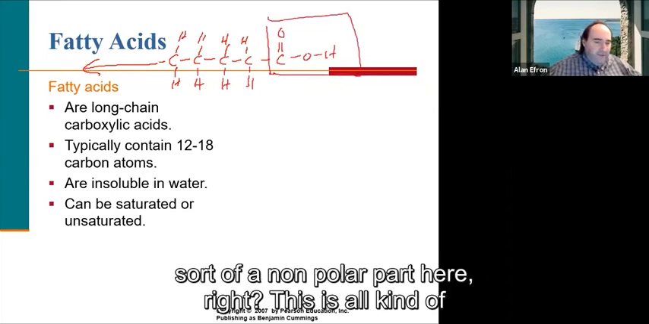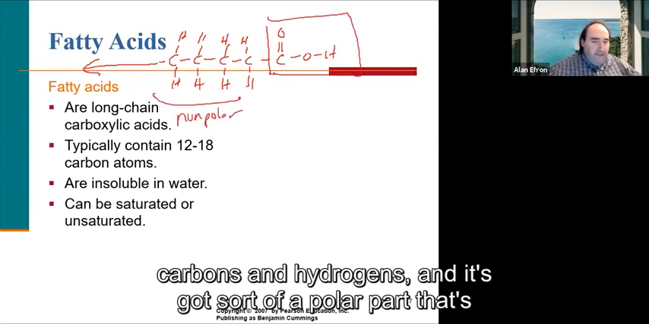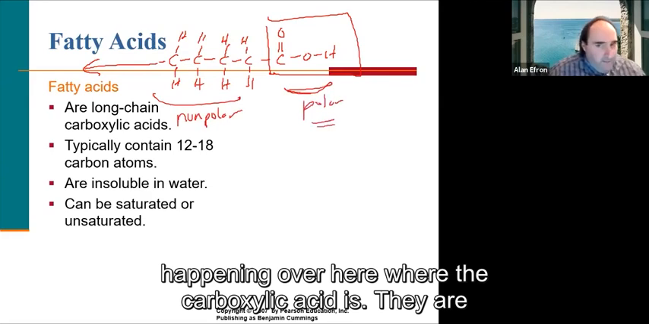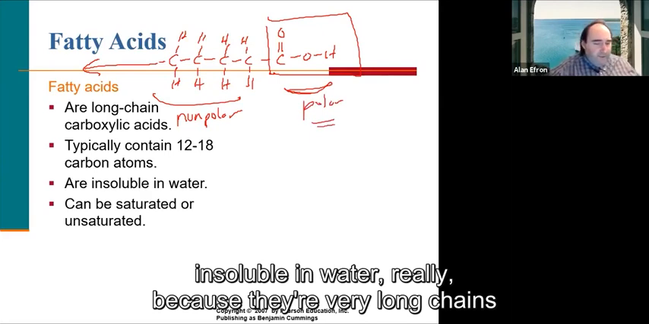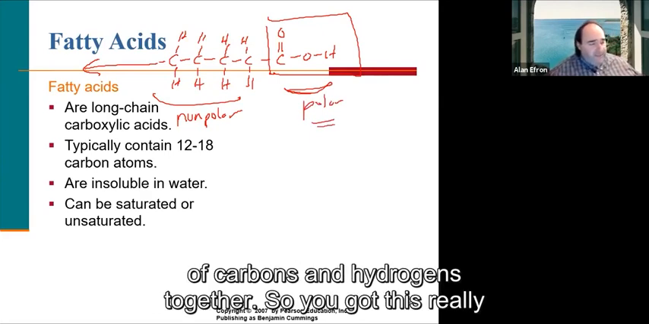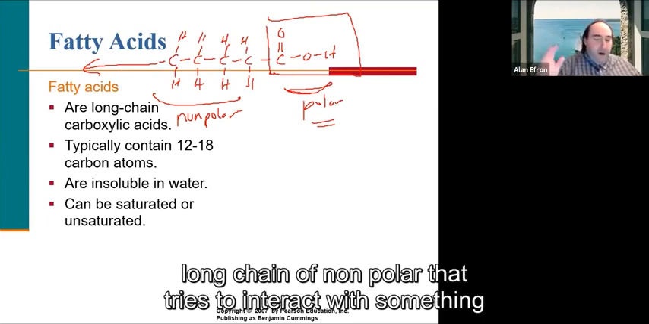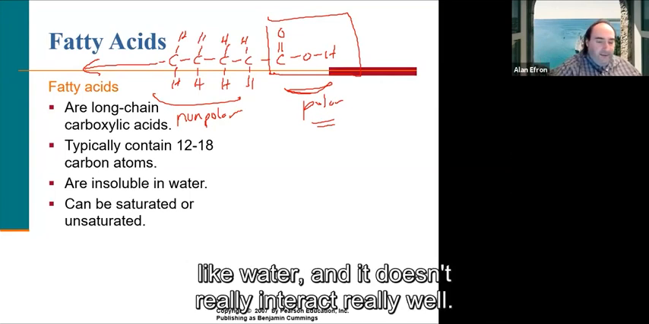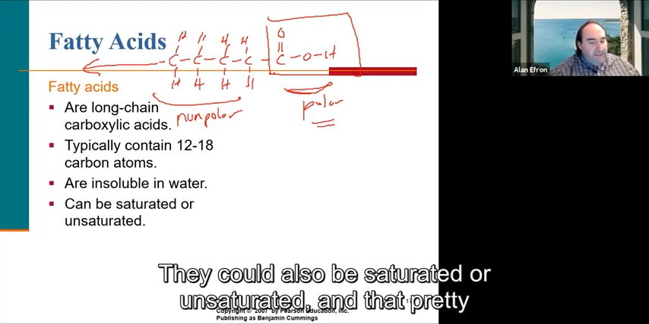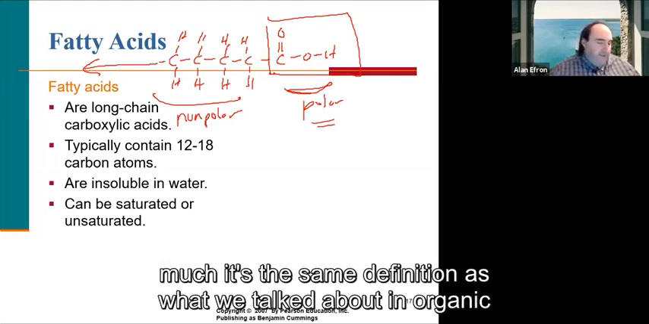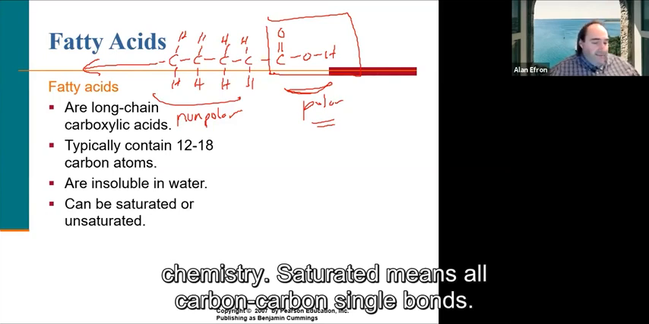So it usually has a non-polar part, which is all carbons and hydrogens, and a polar part over here where the carboxylic acid is. They are insoluble in water because they're very long chains of carbons and hydrogens. This really long non-polar chain tries to interact with something like water, and it doesn't interact very well. They could also be saturated or unsaturated, and that's the same definition as what we talked about in organic chemistry.